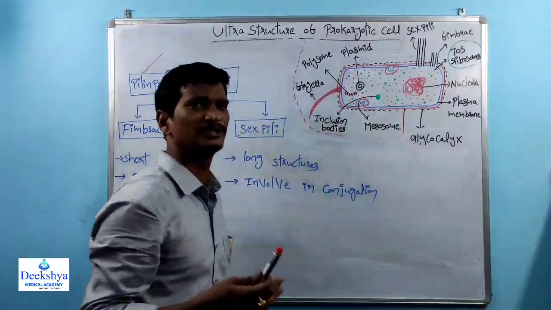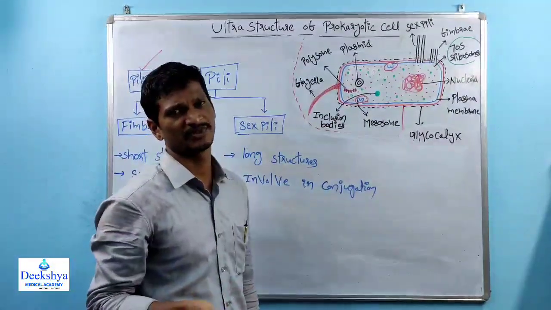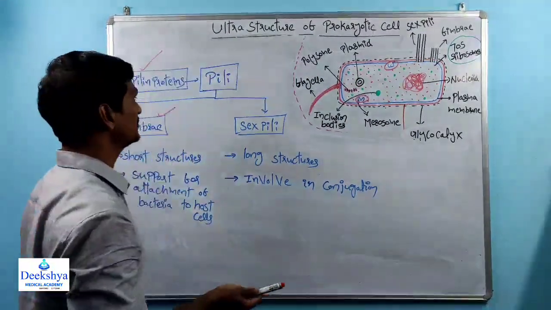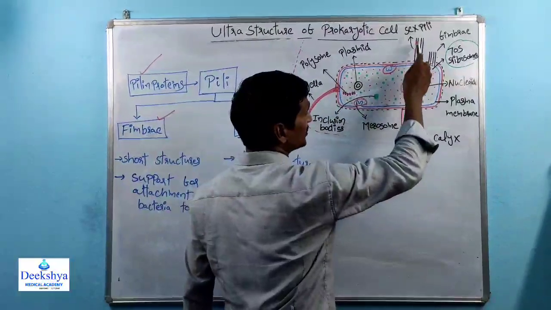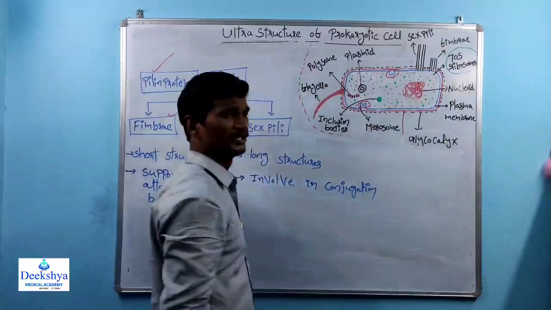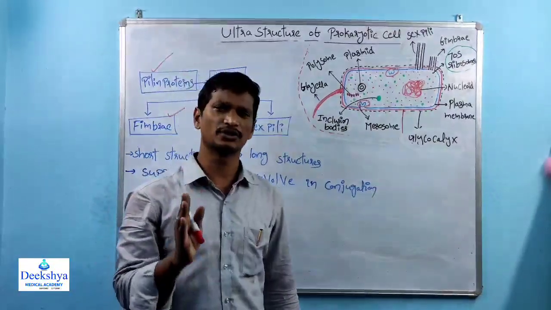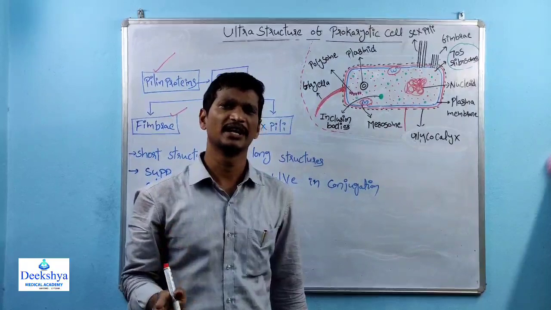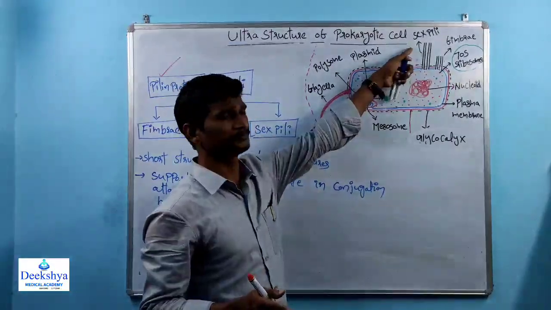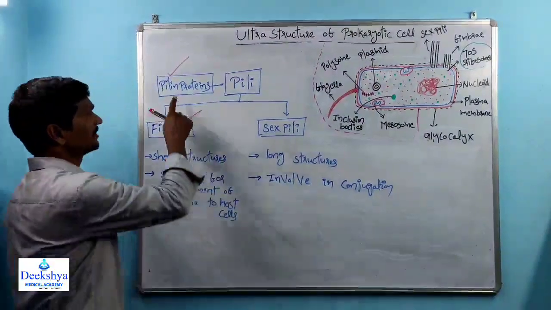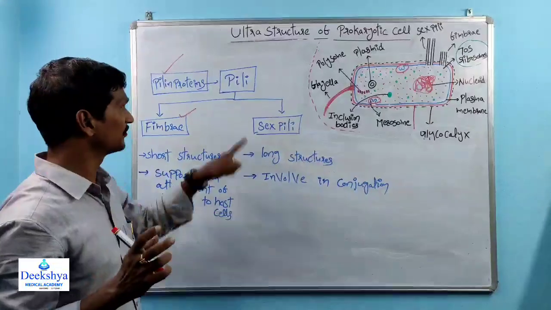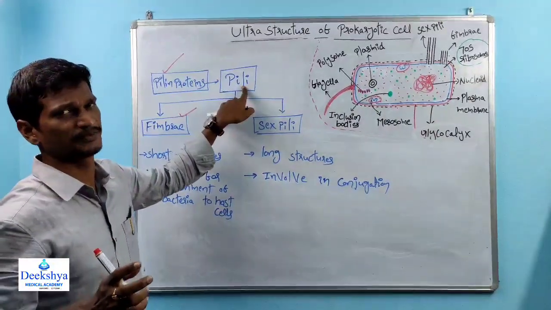The pili are again classified into two types based on their structure. Some are long in structure, and these are called sex pili, and some are short in structure, and these are called fimbriae. The pili are made up of pilin proteins, a group of pilin proteins involved in the formation of the pili.